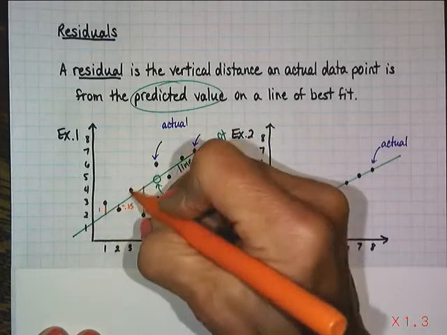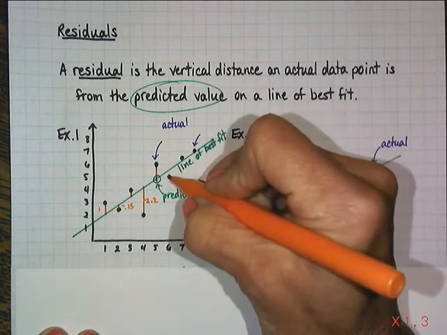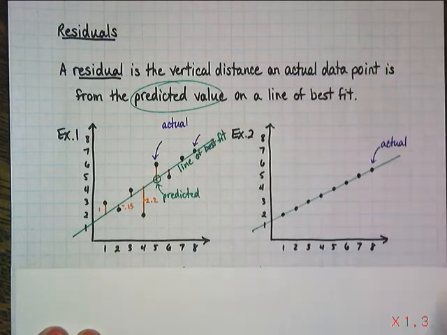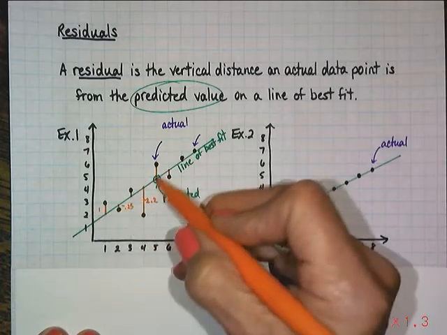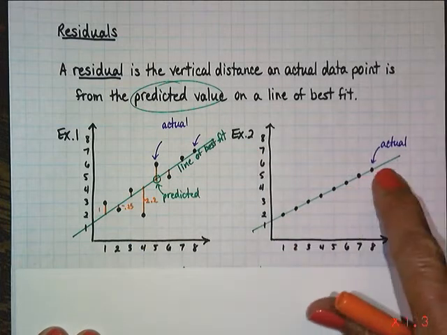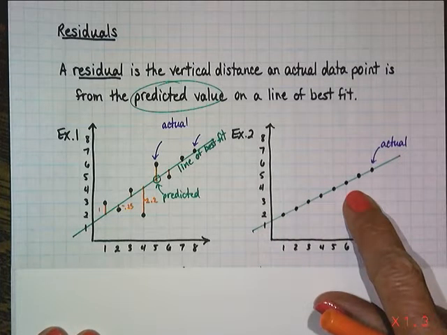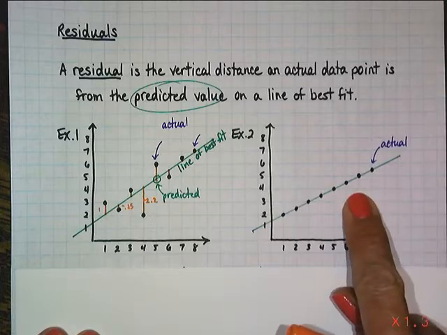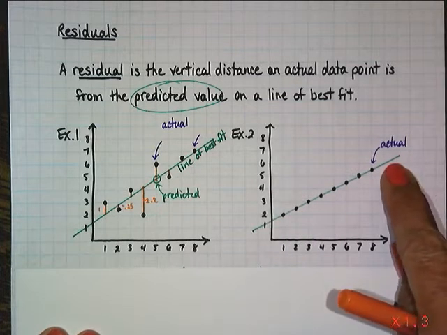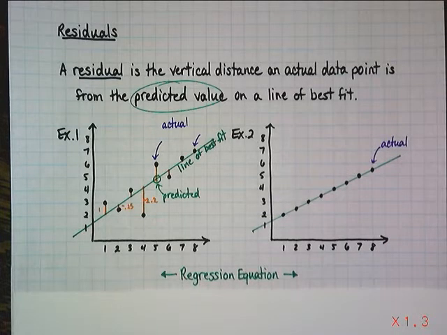So most of the points, the actual data points in my example 1, are a little off of my line of best fit. These orange distances are called residuals. In example 2, you'll notice all of my dots are on my predicted line or on my line of best fit, so I have no residual values. It's good to have no residual values. When you have no residual values, you know your line of best fit is spot on. All right, let me talk a little bit more about line of best fit, and then I'll finish the thought with residuals.